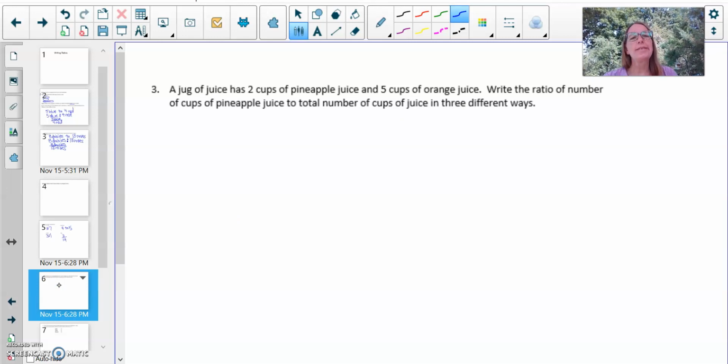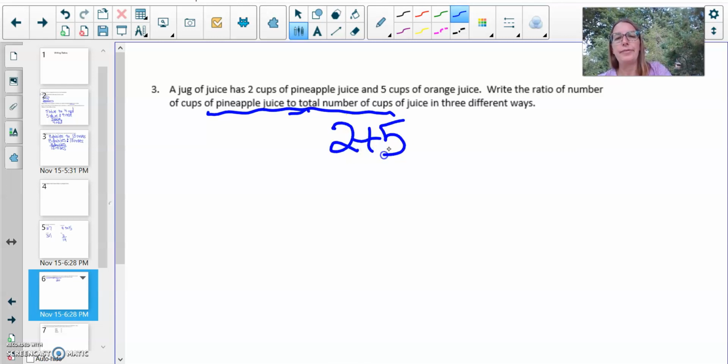A bag of juice has 2 cups of pineapple juice and 5 cups of orange juice. What is the ratio of the number of cups of pineapple juice to the total number of cups of juice in 3 different ways? So you have to read this carefully. We're comparing the pineapple juice to the total. So if we have 2 cups of pineapple juice, to get the total number of cups of juice, we have to add together the 2 and the 5, which would be 7 cups total.